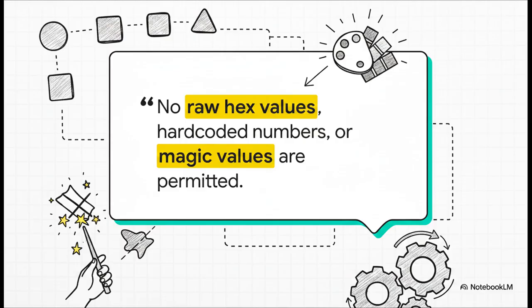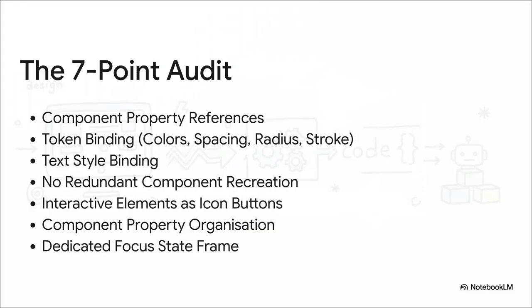No raw hex values, hard-coded numbers, or magic values are permitted. This really gets to the heart of the philosophy here. It means every single property, we're talking colors, spacing, corner radius, you name it, has to be linked to a design token. No exceptions. That's how you get that absolute unbreakable consistency. And that rule is just one small part of the whole audit.